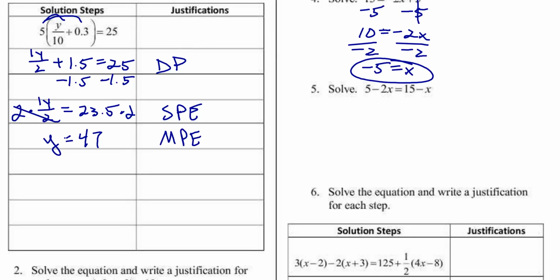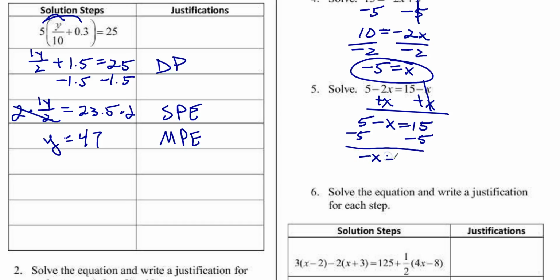Number 5. We have variables on both sides, so I need to move one of them to the other side. I'm going to move this negative x by adding it. So those are canceled. 5 minus x is equal to 15. Subtract the 5. Negative x is equal to 10 divided by negative 1. So x is equal to negative 10.